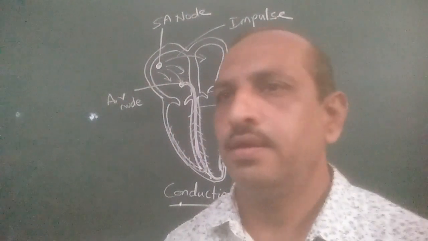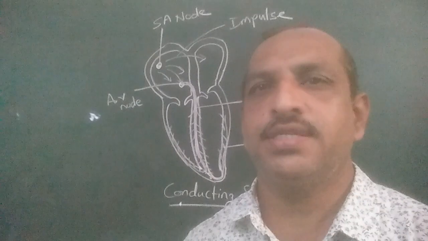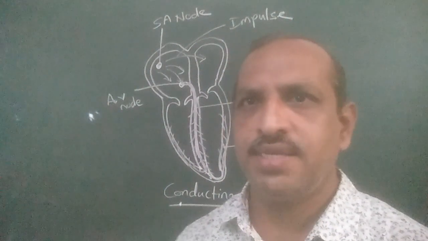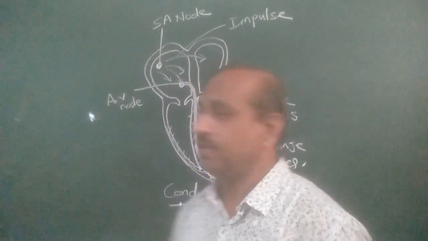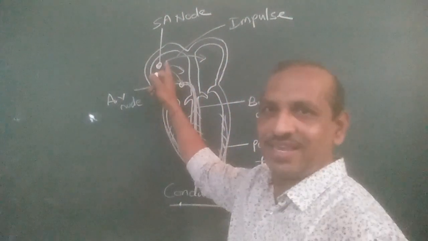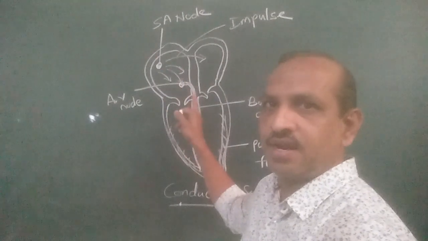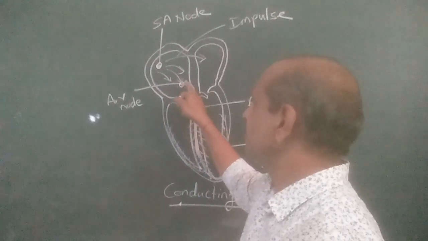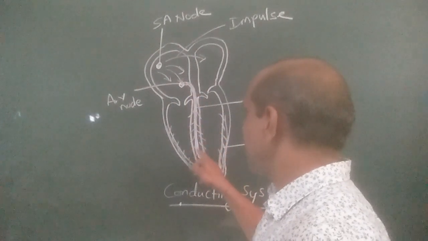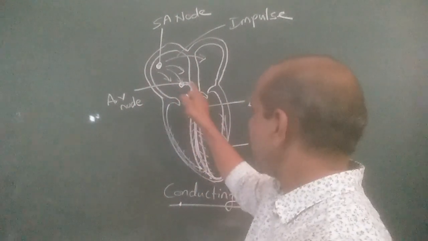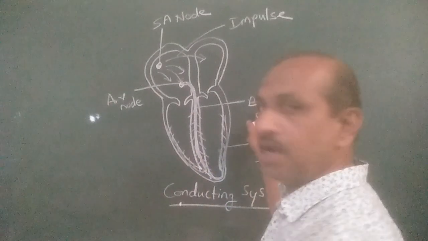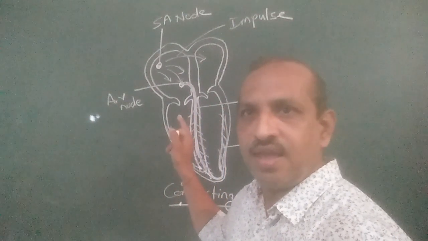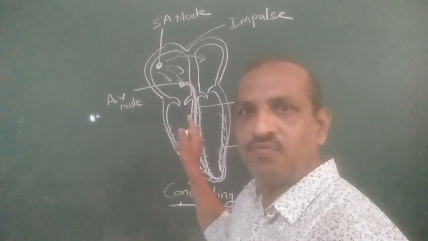So I have drawn the diagram of the conducting system of the human heart. In this conducting system, we shall see the different parts. First, the SA node is there. Second, the AV node is there. Third, from this AV node, arising fibers are there, and this bundle of fibers is called the bundle of His.